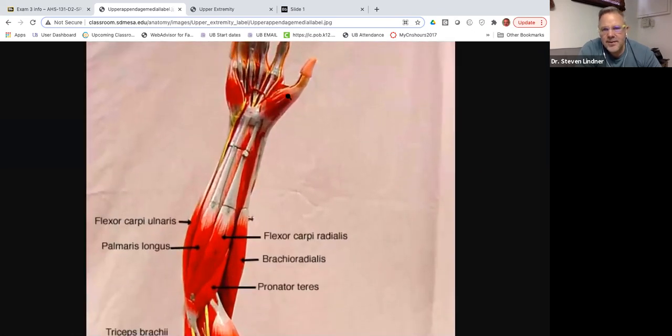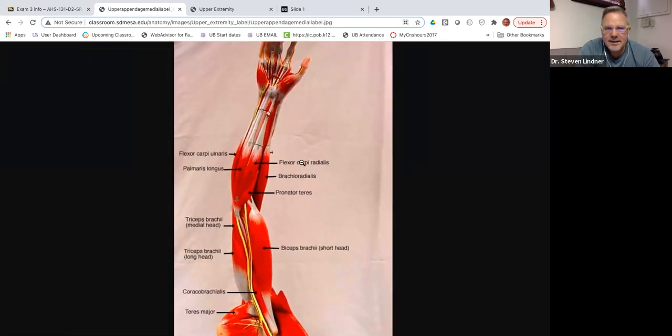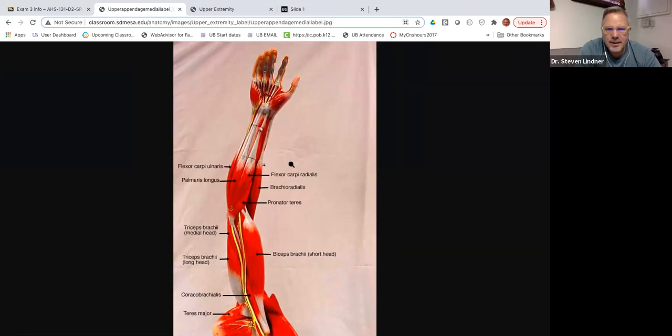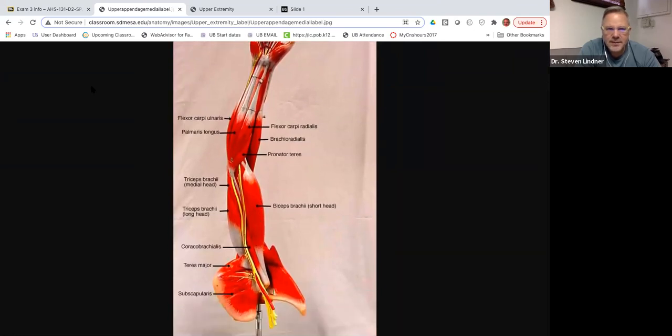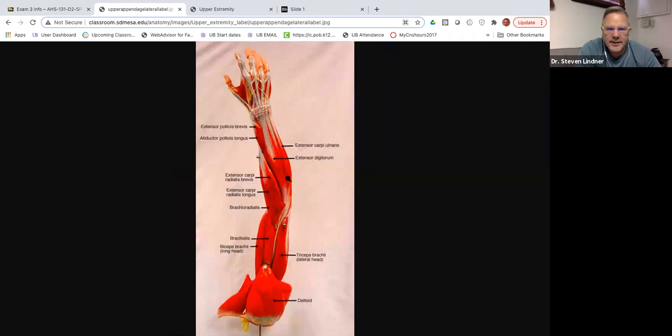These are called thenar pad muscles. The pinky muscles here are called the hypothenar pad muscles. Okay, so again, this is looking at the upper extremity superficially from the anterior side. Let's go and look at the same view, but now from the posterior side.